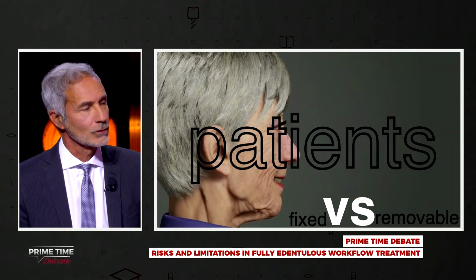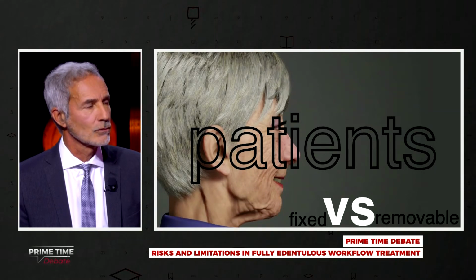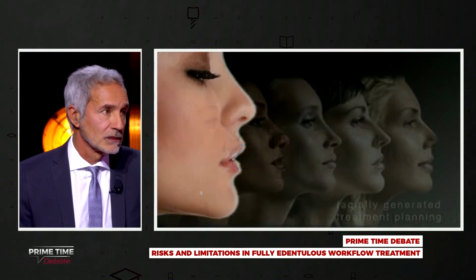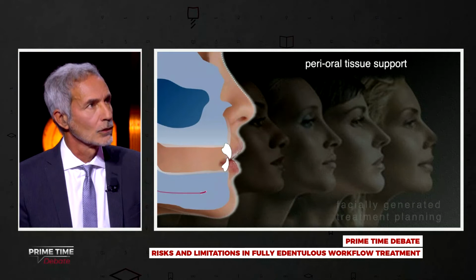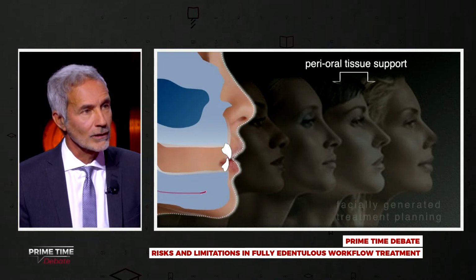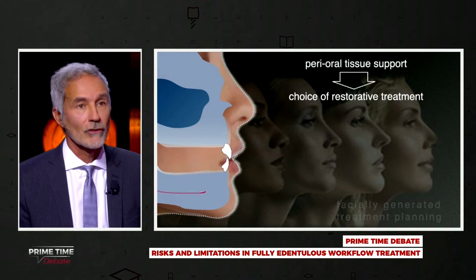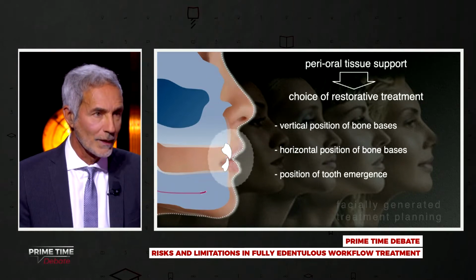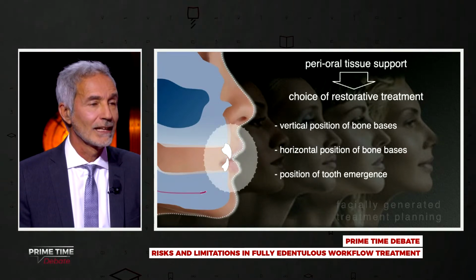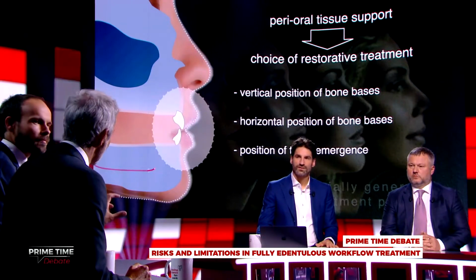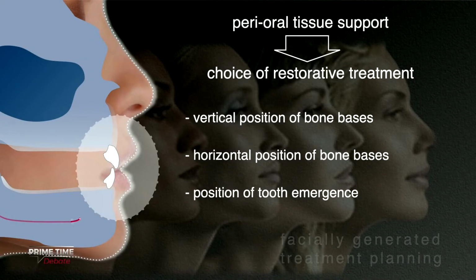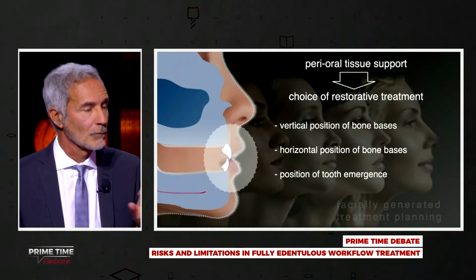And the best analysis you can do, and the easiest to do, is to take care of the facial profile. The facial profile is not new. This analysis, I think, is important to understand that the perioral tissue support is the key for the choice of restorative treatment. 3 factors come into play: the vertical position of the bone bases, the horizontal position of the bone bases, and the position of tooth emergence. By analyzing the combination of these 3 factors, you can understand if the facial profile must be maintained or must be changed in order to offer the patient the best performance in terms of aesthetics.